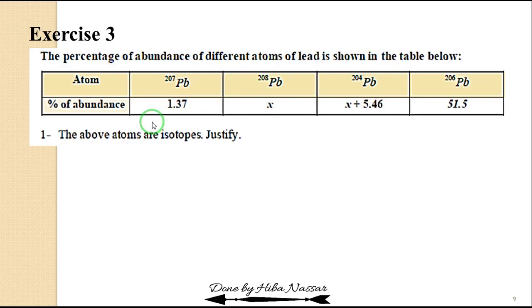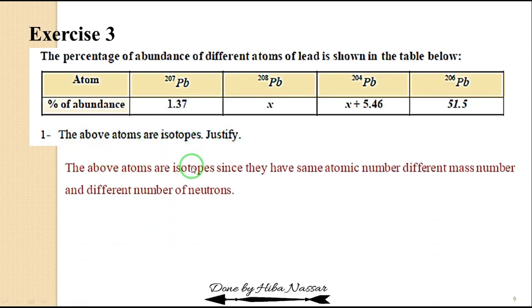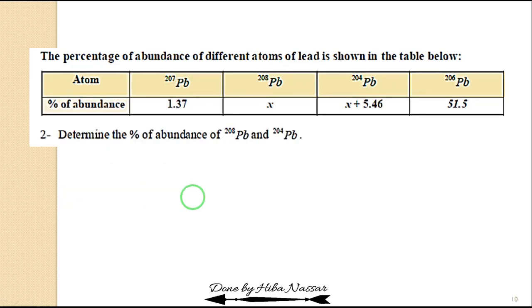Now moving to exercise 3, the percentage of abundance of different atoms of lead is shown in the table below. Question number 1, the above atoms are isotopes, justify. The above atoms are isotopes since they have the same atomic number but different mass number and different number of neutrons.